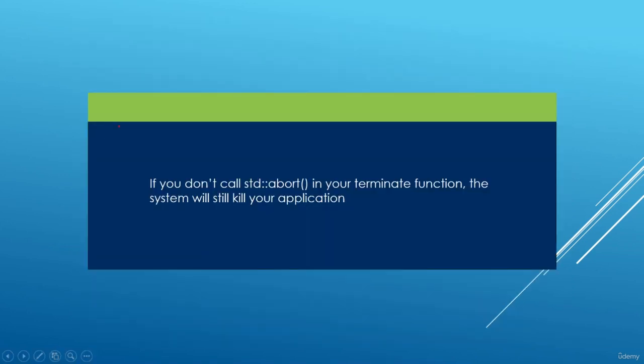One thing you should know is that if you don't call abort in your std::terminate function, the program is going to be killed anyway. So it is really good practice to make sure you call the abort method in your custom terminate function. Now that you know this, we're going to head over to Visual Studio Code and play with this a little more.